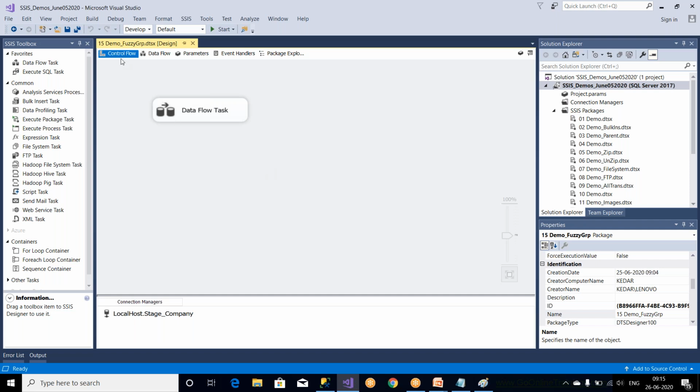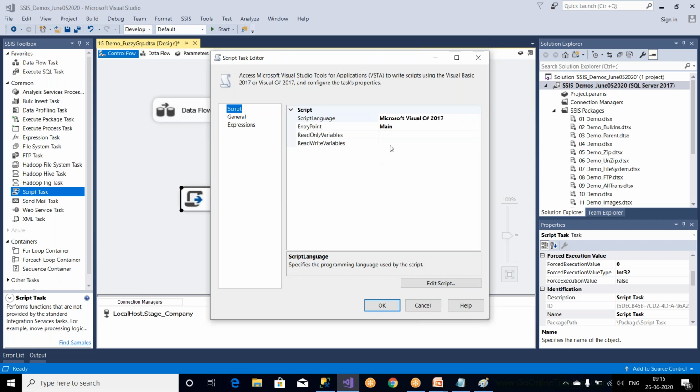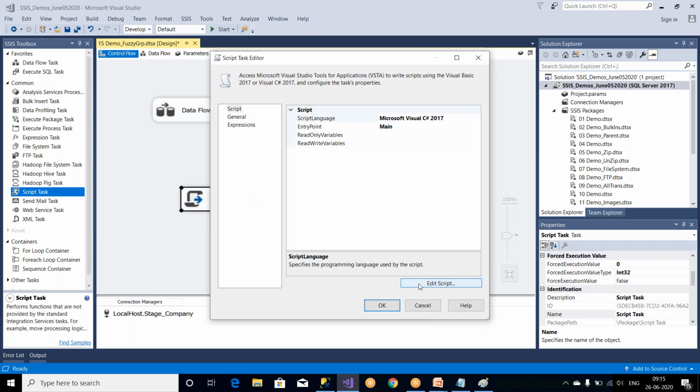When you go to control flow, you have a script task where you can perform your complex scripting. When you double click on this, you can go to edit script and write whatever code you want to write. So .NET, C#.NET, VB.NET, you should know.